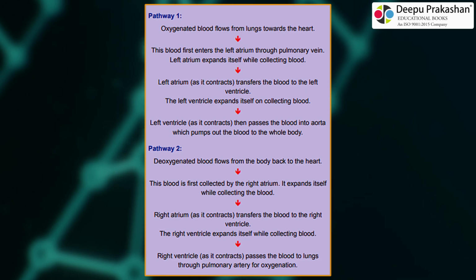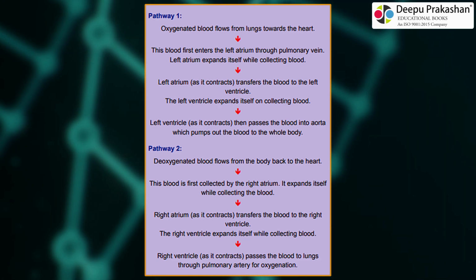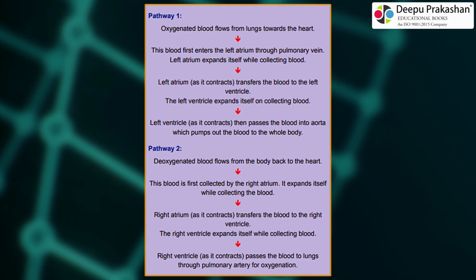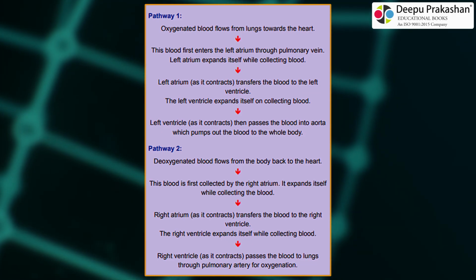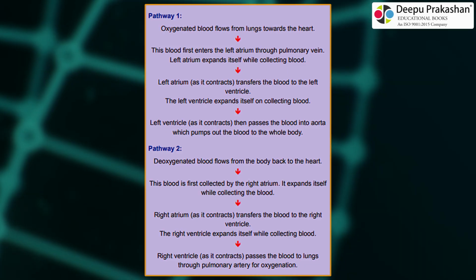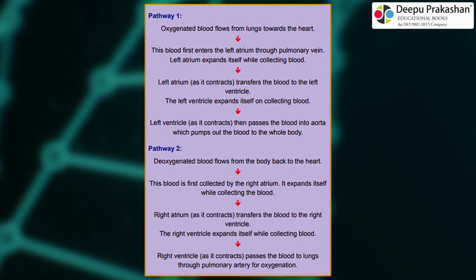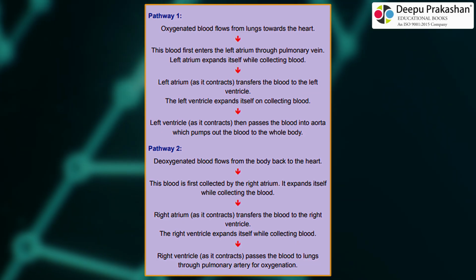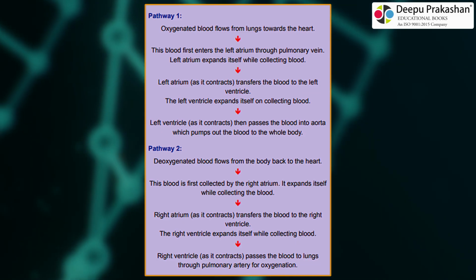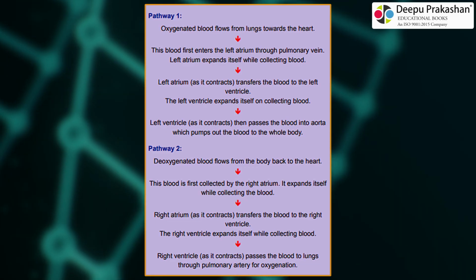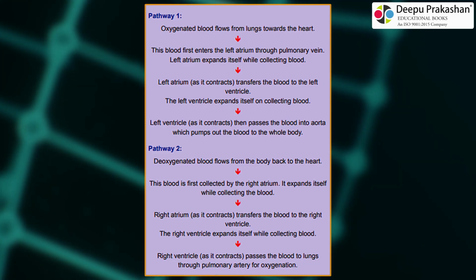Pathway 2. Deoxygenated blood flows from the body back to the heart. This blood is first collected by the right atrium. It expands itself while collecting the blood. The right atrium, as it contracts, transfers the blood to the right ventricle. The right ventricle expands itself while collecting blood. The right ventricle, as it contracts, passes the blood to the lungs through the pulmonary artery for oxygenation.